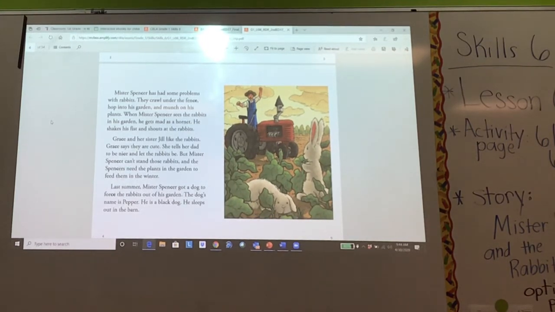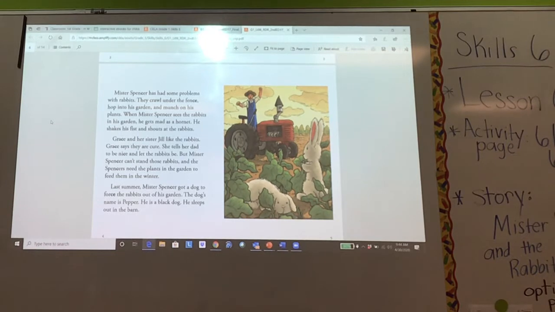Mr. Spencer has had some problems with rabbits. Oh no. They crawl under the fence, hop into his garden, and munch on his plants. When Mr. Spencer sees the rabbits in his garden, he gets mad as a hornet. Uh-oh. Wow, that means he's very upset. He shakes his fist and shouts at the rabbits.